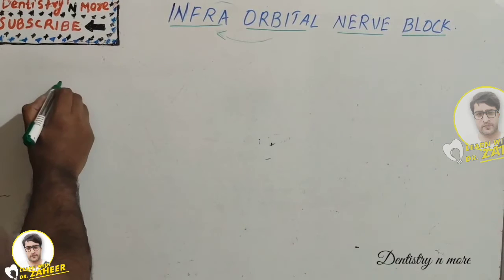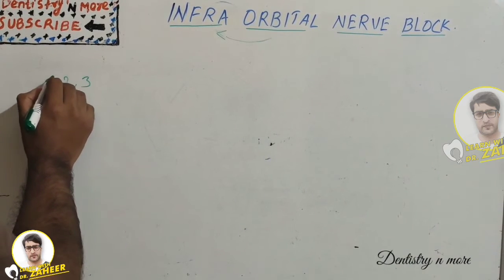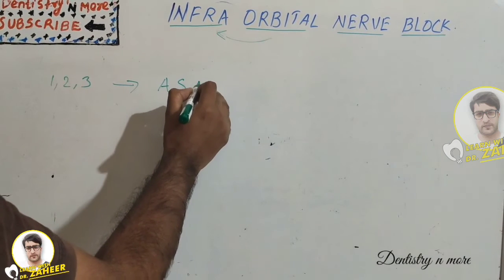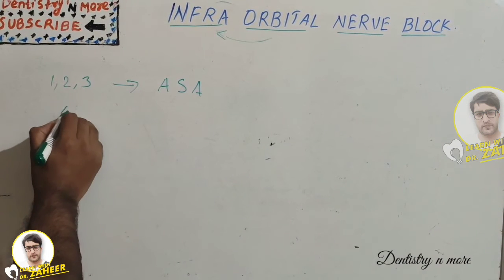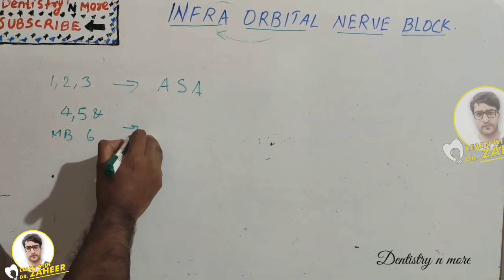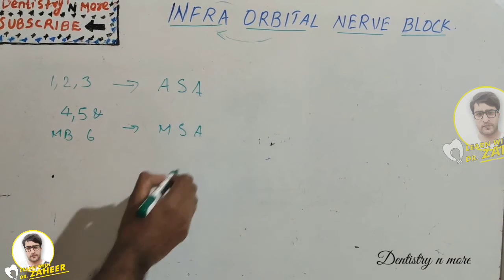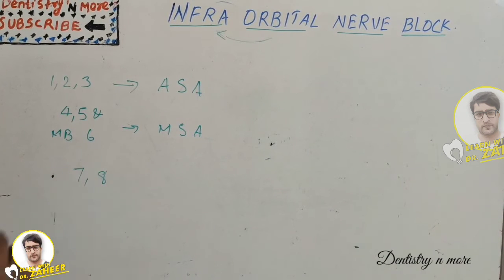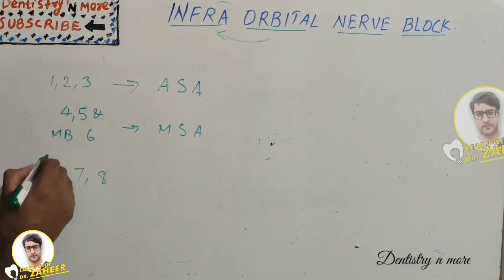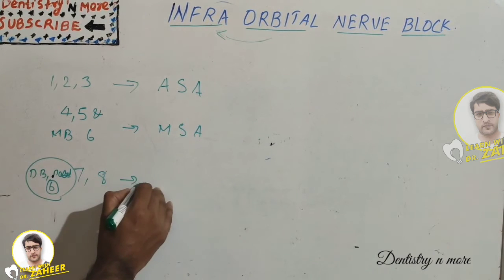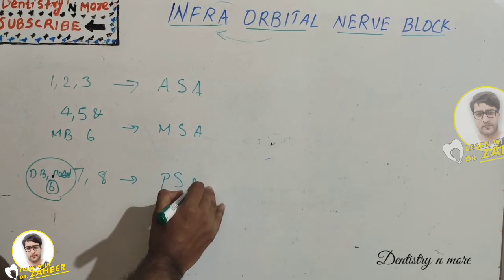We have 1, 2, 3, that is the central incisor, lateral incisor and canine, which are supplied by the anterior superior alveolar nerve, whereas premolars 4, 5 and the mesiobuccal root of 6 are supplied by the middle superior alveolar nerve. The other molars, 7 and 8, that is the second molar and third molar, also the roots except the mesiobuccal, that is the distobuccal and palatal root of 6, the first molar, are supplied by the posterior superior alveolar nerve.